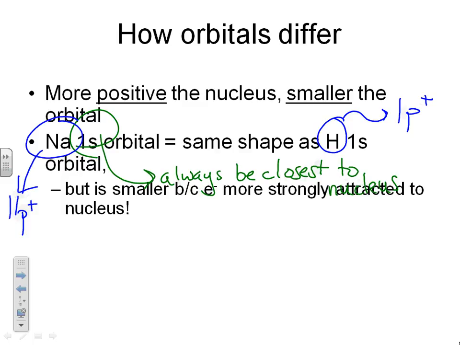So we can compare the same orbital in different elements. And it's not a question of atomic radius. It's not a question of number of electron shells. It's a question of how many protons are in that nucleus and what impact they're going to have on the size of the orbital. So that's what I wanted to get through for today.